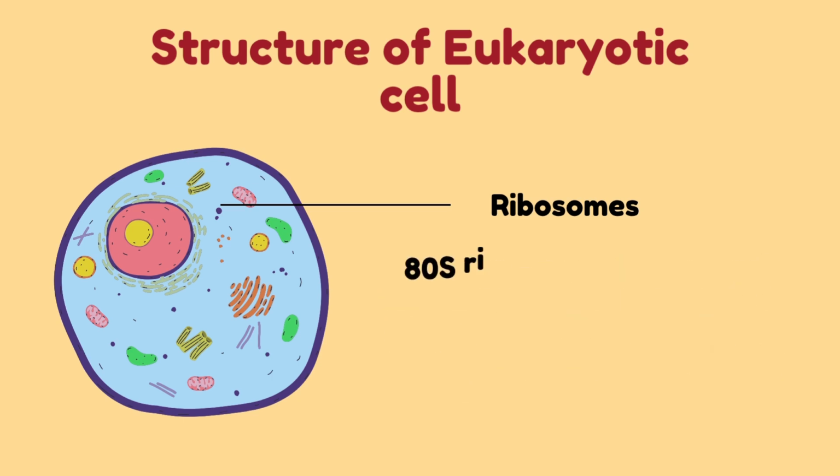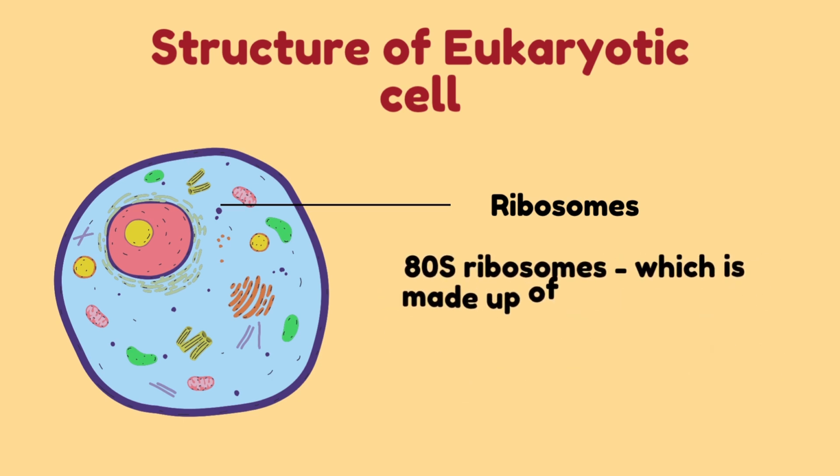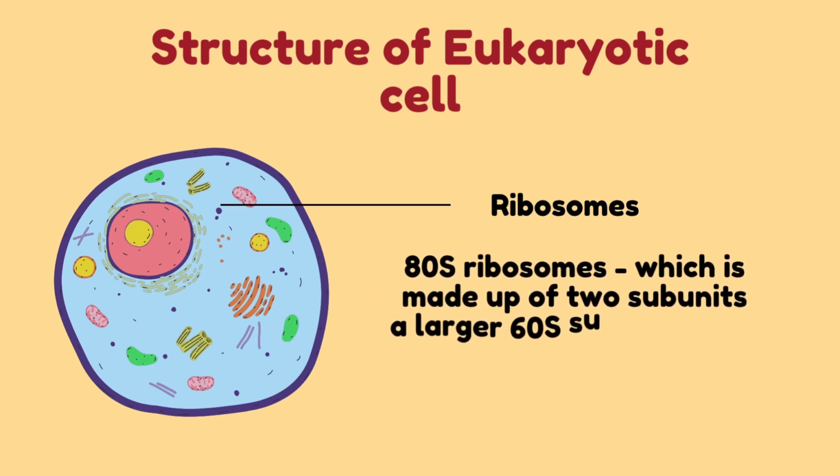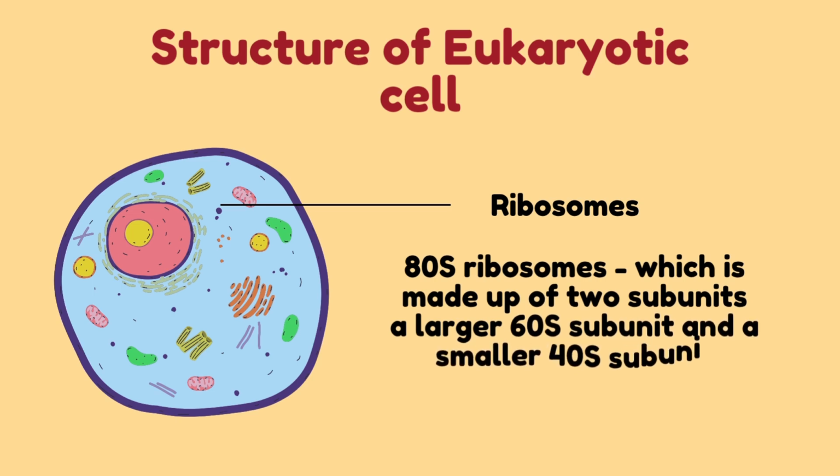The ribosomes present in eukaryotic cells are 80S type, which is made up of two subunits, a larger 60S subunit and a smaller 40S subunit.